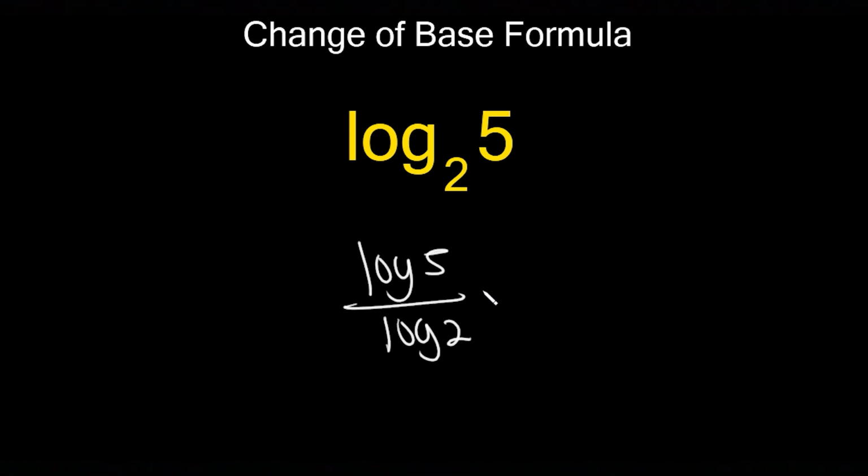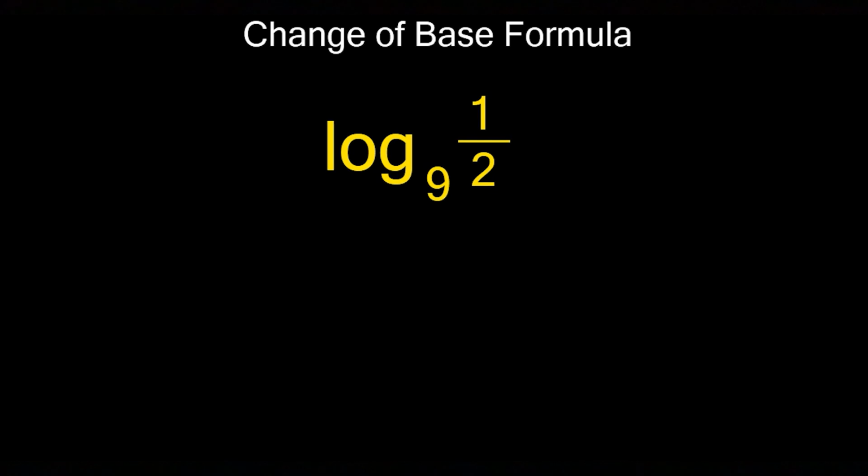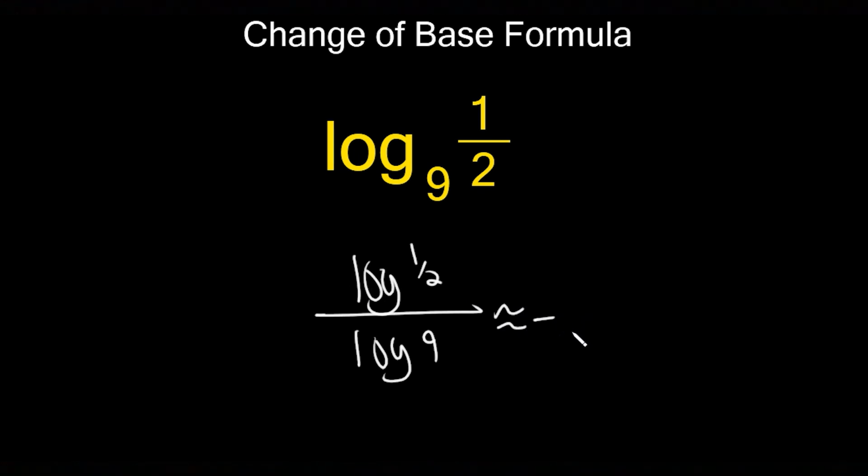So I'm going to go ahead and say this is going to be about 2.32. Okay, let's go ahead and try another example. So here's our next example. In this case, we're going to do log of a half over log of 9. Again, log x over log base. So my half here is really my x, and my 9 is my base. Plugging that into your calculator, you are going to get about negative 0.32, rounding to the nearest hundredth.